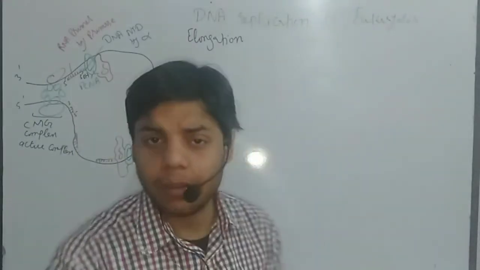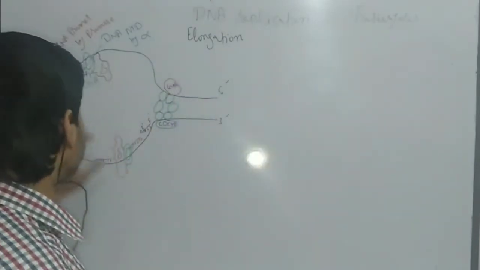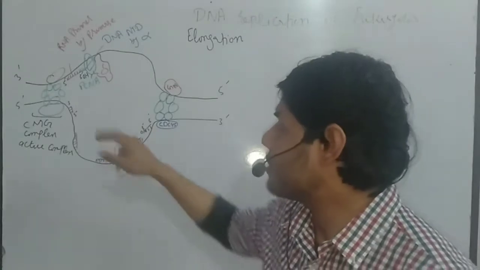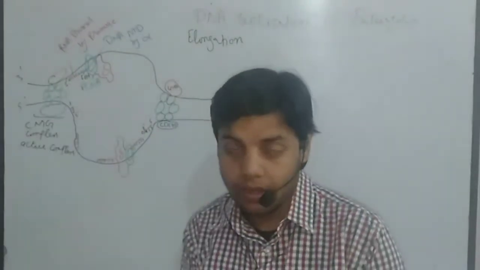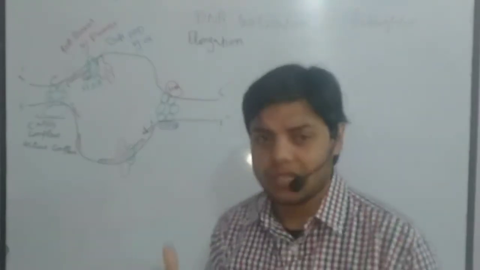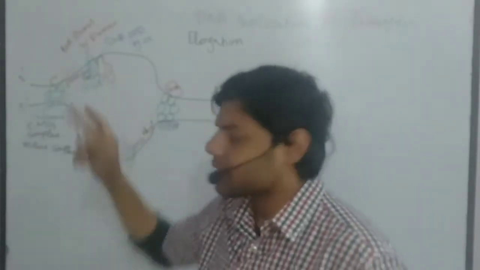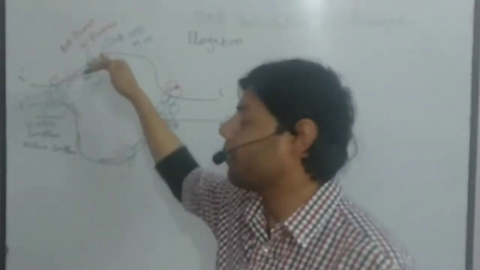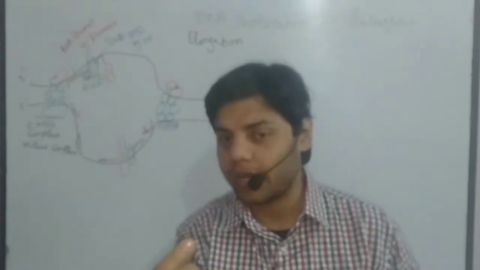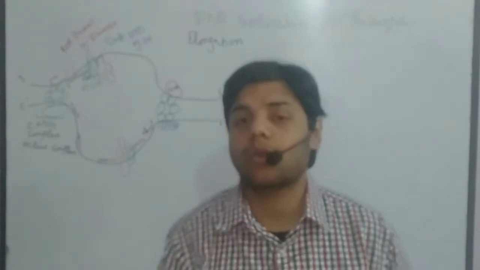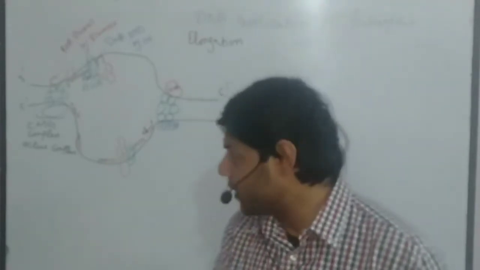Now, once we get the replication bubbles, DNA primase, or primase enzyme, is activated and it can add the RNA primer. A few stretches of the RNA primer they can add here. They can add just one RNA primer at the upper strand, which we call the leading strand, and they can add multiple primers at the lower strand, which we call the lagging strand.